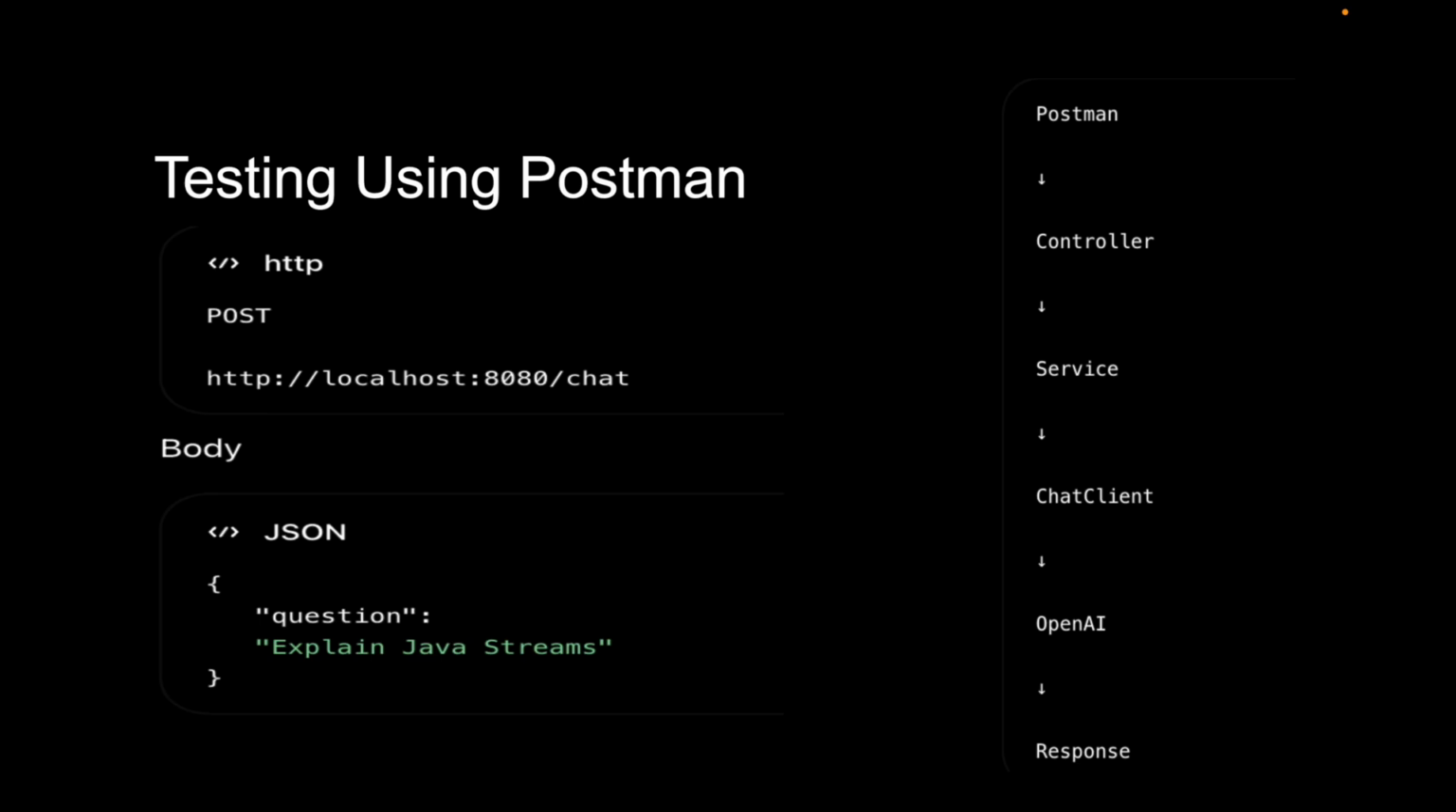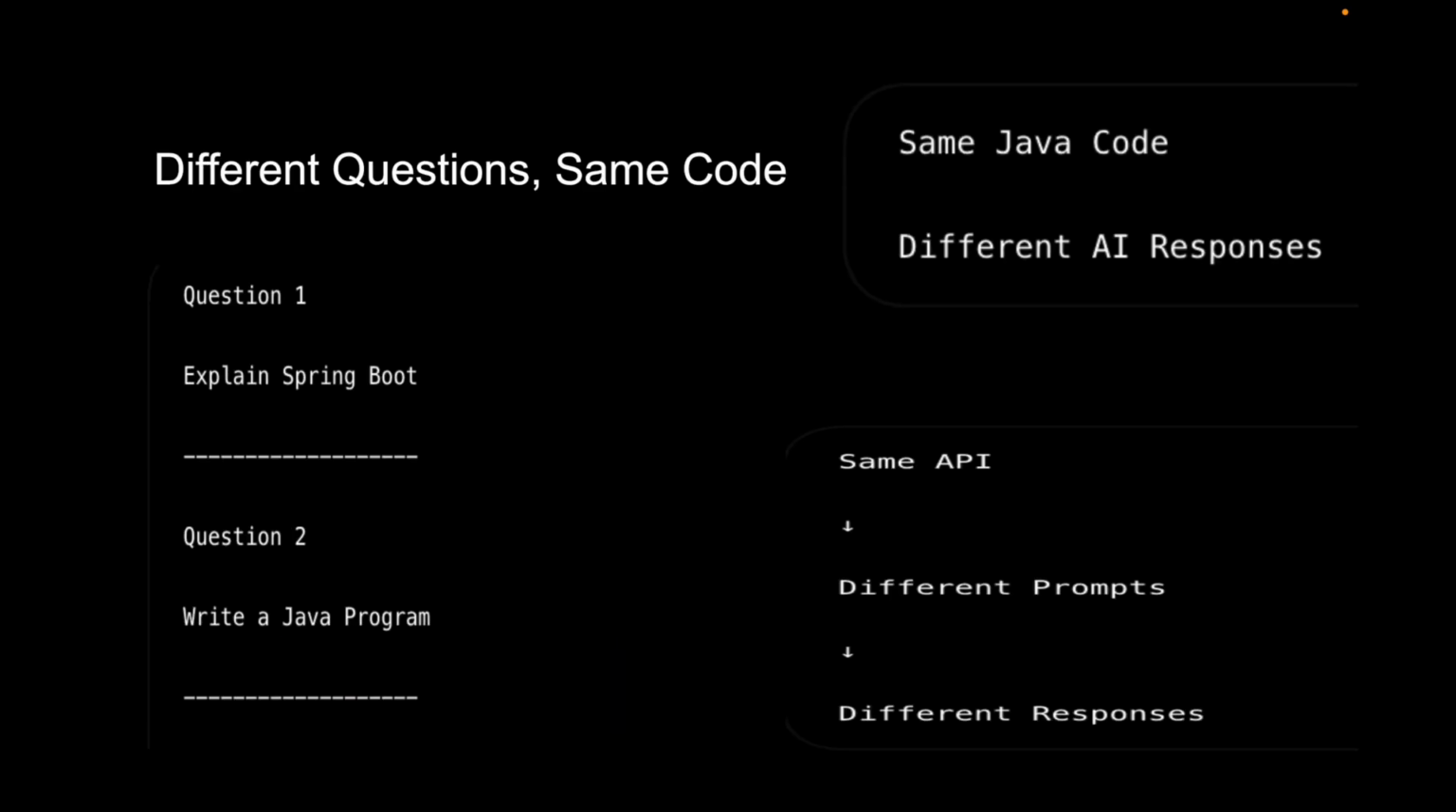Can you replace Postman with a React application or an Android app? Absolutely. The backend remains exactly the same, only the client changes. This is one of the biggest strengths of large language models. Notice that our Java code never changes, only the question changes.